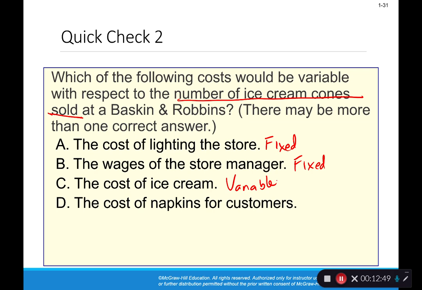And then if you ever got ice cream, you know they wrap a little napkin around the cone. So the cost of napkins for customers, that's going to be variable because the more ice cream we sell, the more napkins that are going to be used.